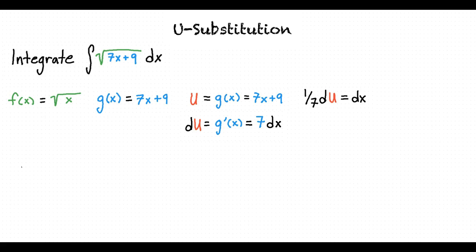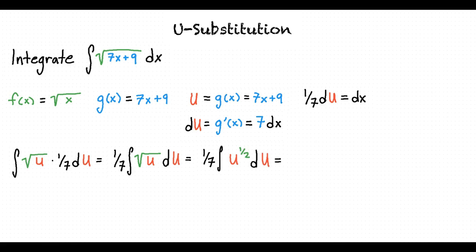Now we can substitute u and 1/7 du into our original integral to get the integral of the square root of u times 1/7 du. Next, we can bring the 1/7 outside of the integral. This becomes an easy integral to solve when we remember that the square root is the same as taking something to the 1/2 power. Integrating this, we will get 1/7 times 2 over 3 u to the 3 over 2 power.